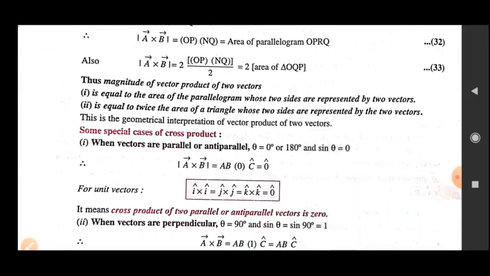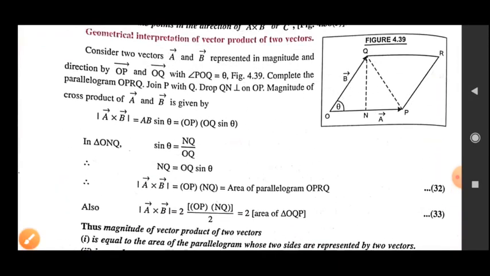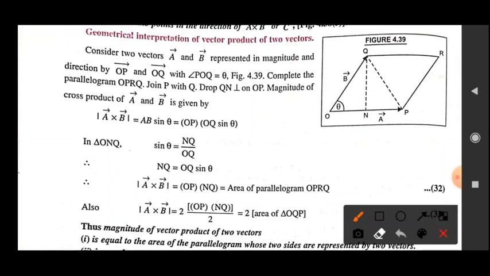Now next, let's see the geometrical meaning of the vector product of two vectors. Consider two vectors A and B represented in magnitude and direction by OP and OQ. OP is this one, OQ is this one. If the angle between them is theta, then we can make a parallelogram OPRQ, and in this parallelogram we can draw a normal QN from Q to OP.